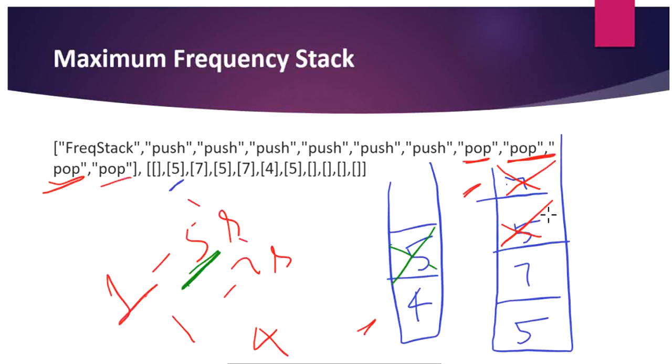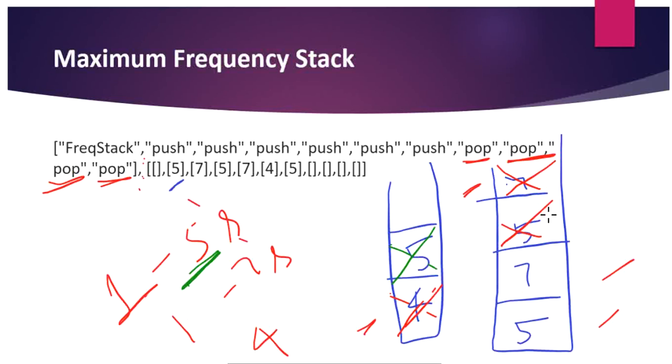Moving on to one more pop. Here if you check, all elements are of equal frequency: 5 is 1, 7 is 1 and 4 is 1. In this case we have to remove the one closest to the top, which is the topmost element 4. So we are going to pop 4 from the stack. Our operations have ended. Now we are left with 5 and 7 in our frequency stack, and we have to return it. This is how our frequency stack works.